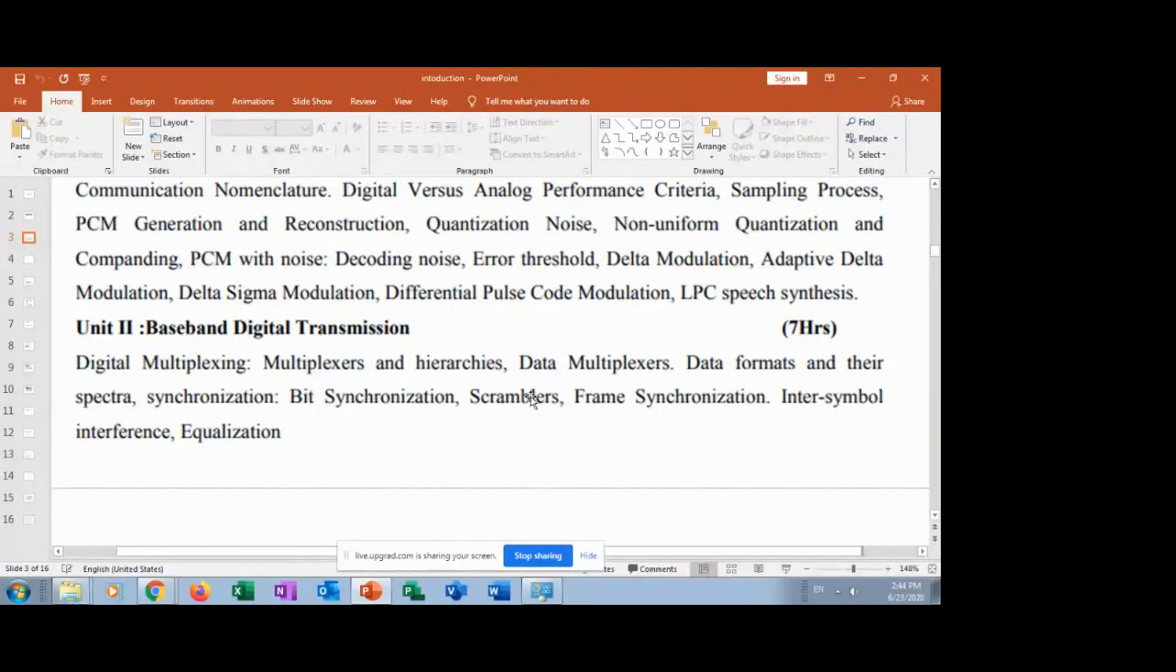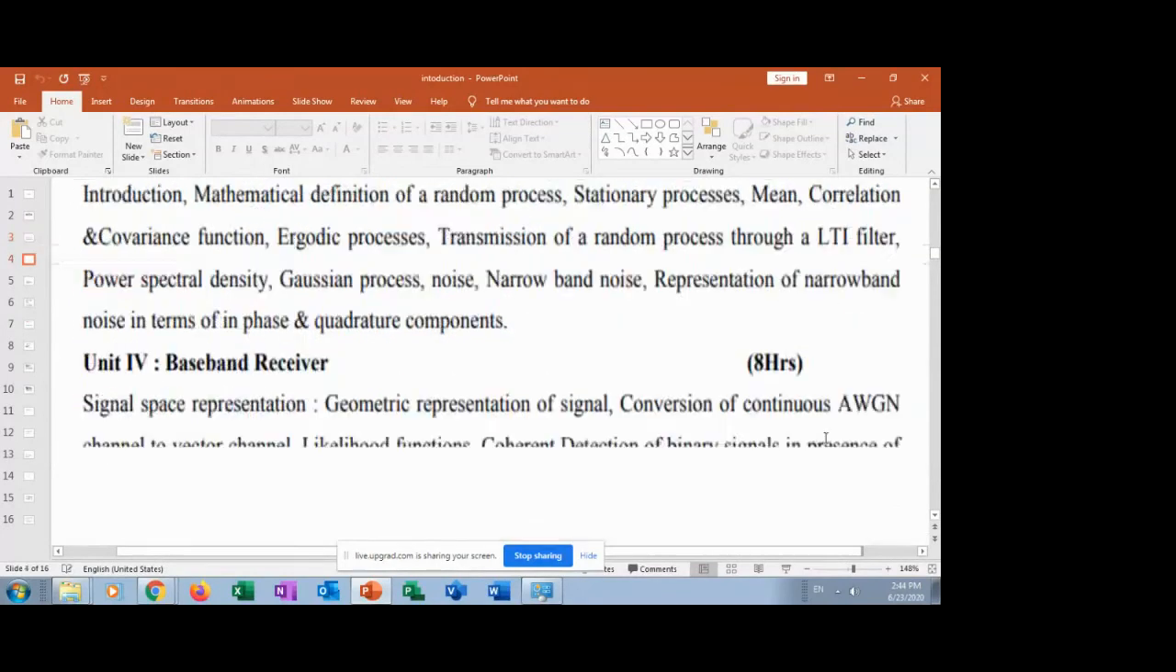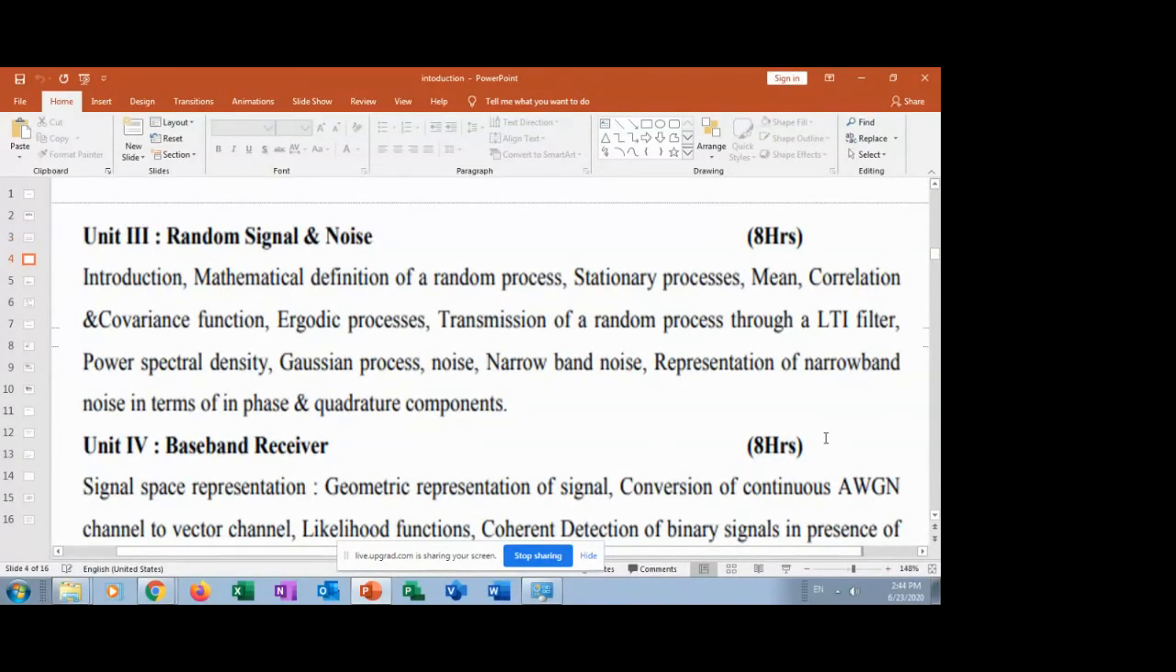Fine. Now the next part is the scrambler. Scrambler is nothing but what? To provide some security. Just remember, scrambler means when we have to transmit our information in a secure format. In that case, we use the scrambler. So this is all about unit number 2. Now let's move to unit number 3.